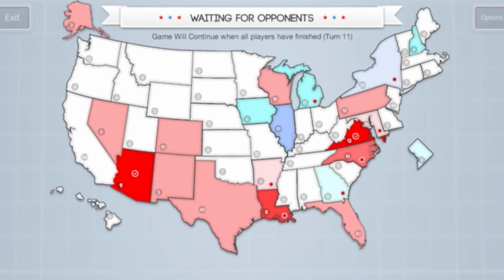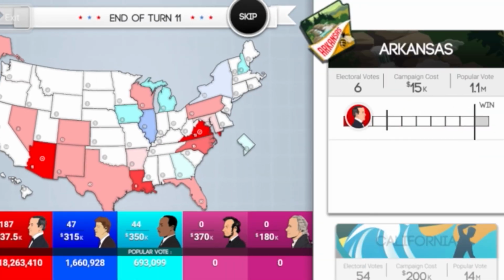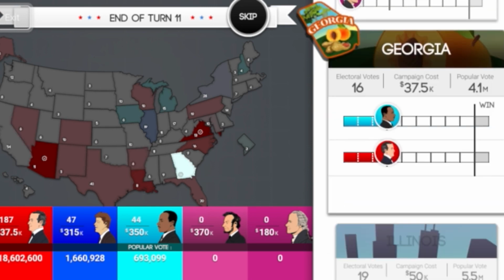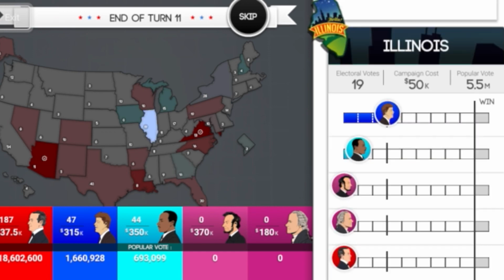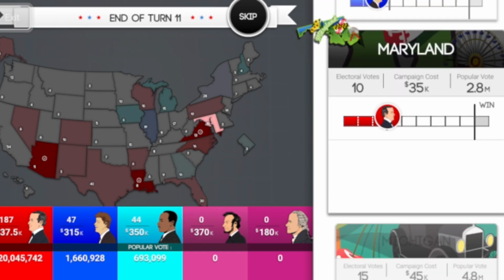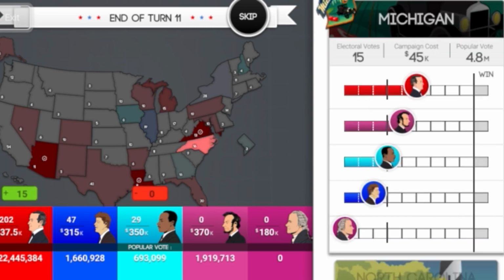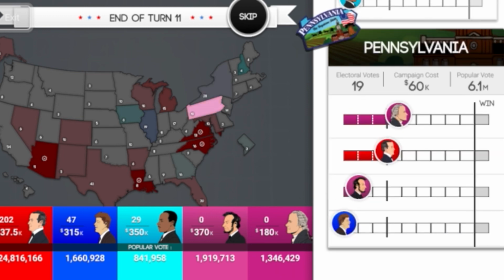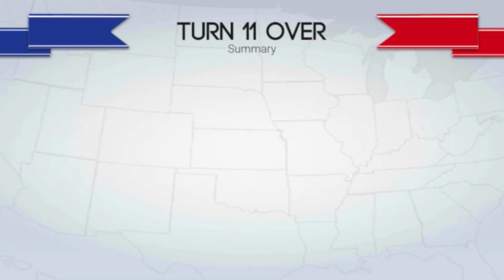So if we're going to get all of the state groups, we're going to need to have all 4 of the big 4 states, but we're really going to have to start locking some of these small states. There's a clash in California, another clash in Georgia. Louisiana is locked. Michigan flips, which we'll have to lock next turn. North Carolina locks. And Pennsylvania flips. That is the end of turn number 11.